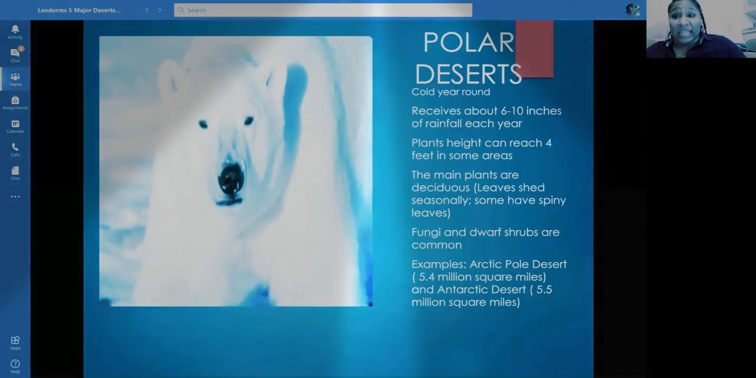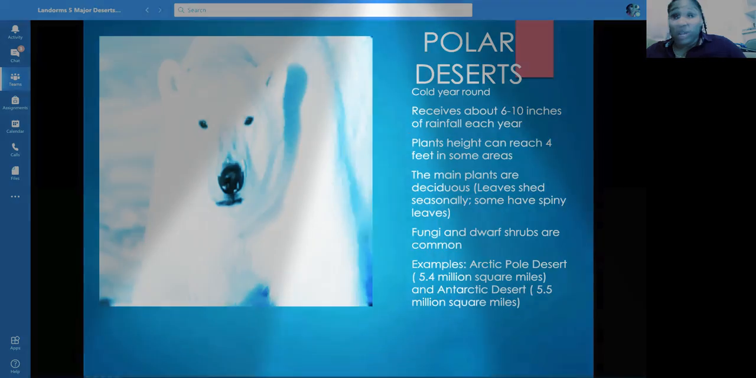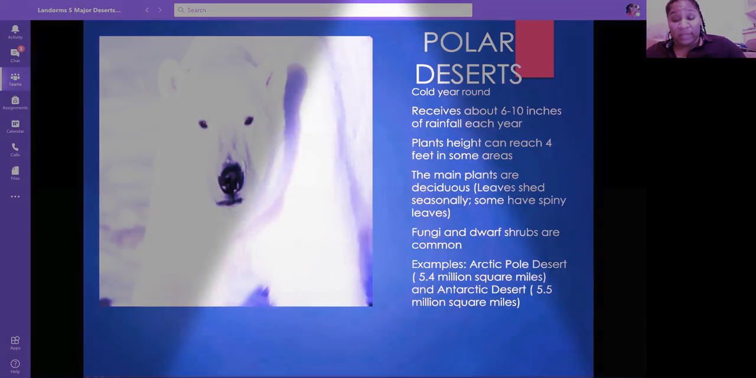Antarctica is basically a desert. It is a cold desert. It's cold year round on Antarctica. It's very hard to live there.